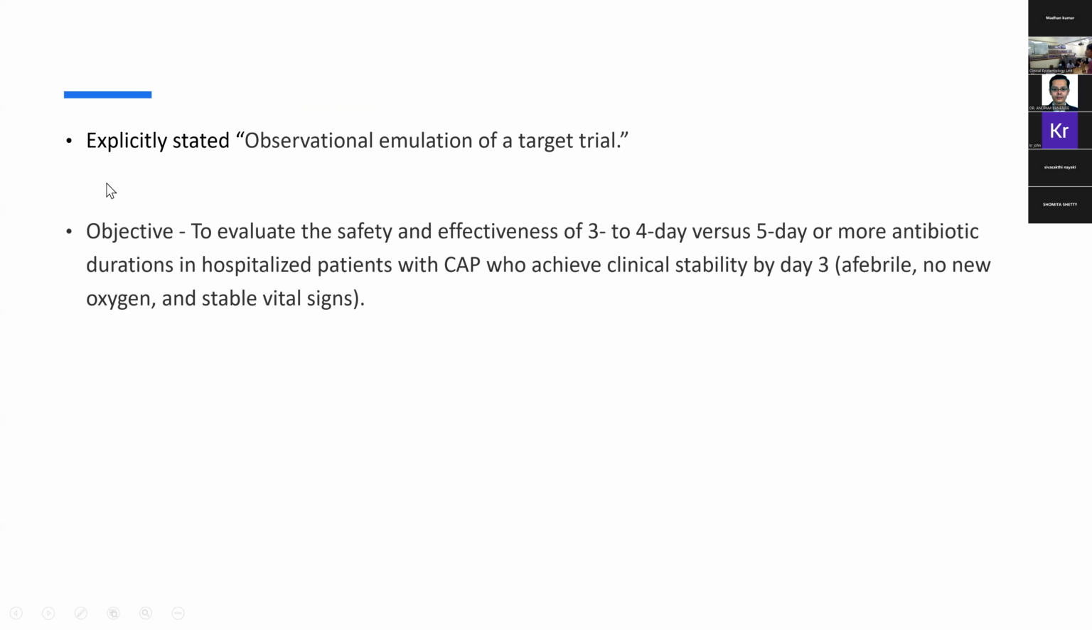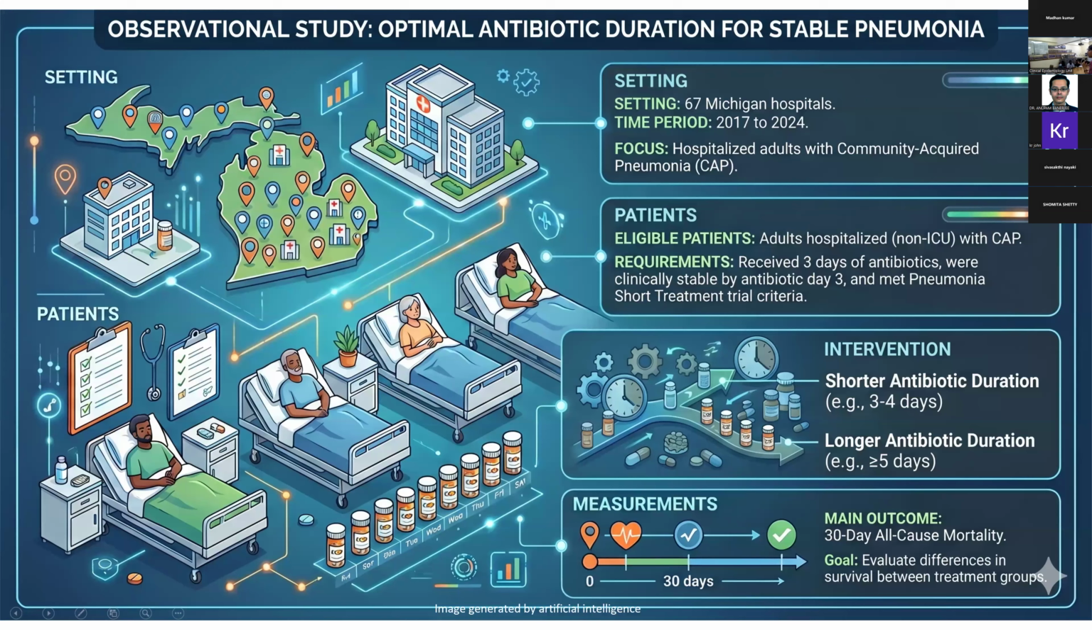They have explicitly stated that this is an observational emulation of a target trial. The objective was to evaluate the safety and effectiveness of a 3 or 4 day course versus a 5 day or more course of antibiotics in hospitalized patients with community acquired pneumonia who achieved clinical stability by day 3. So this is just the PICOS statement in a pictorial format.